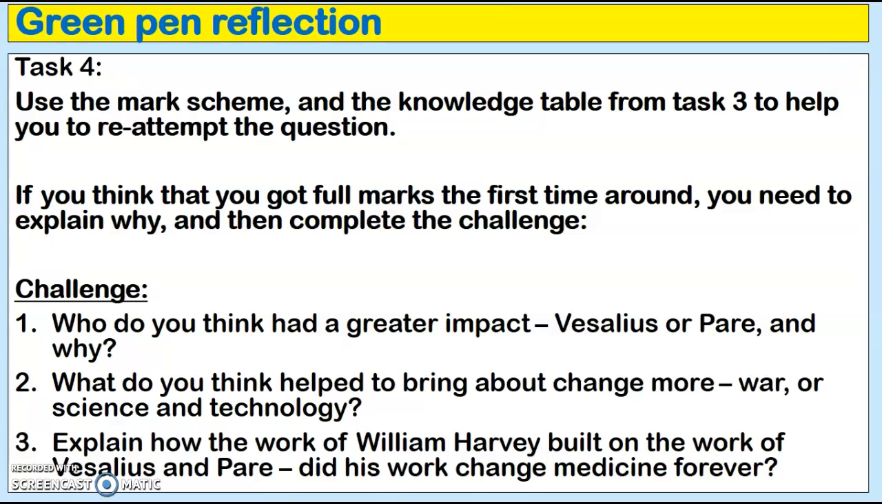So you've got two tasks here. Either you reattempt your question using the information from the previous slide and the mark scheme, or if you gave yourself full marks first time round, I want you to attempt these 3 challenge questions. So pause the video and complete that work now. It should take you about 15 minutes.